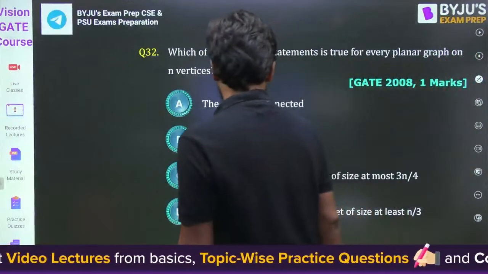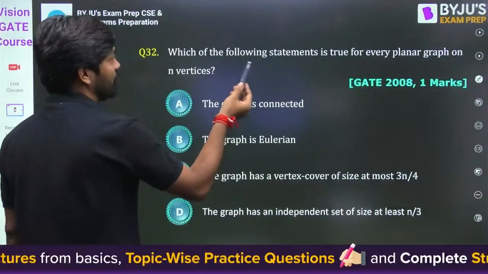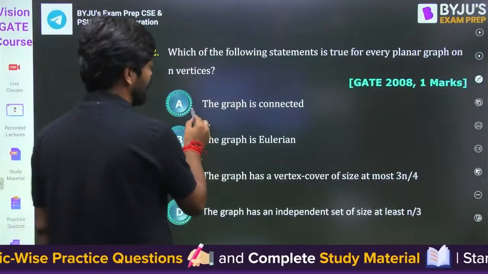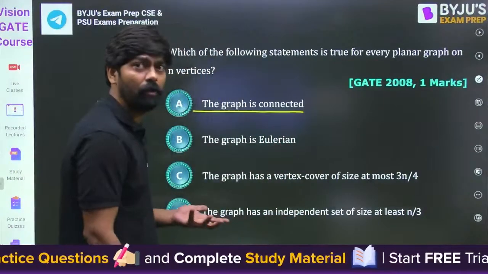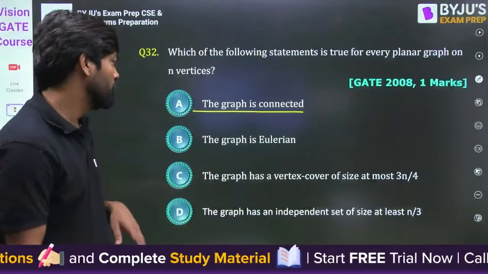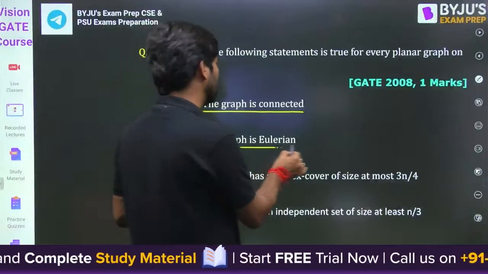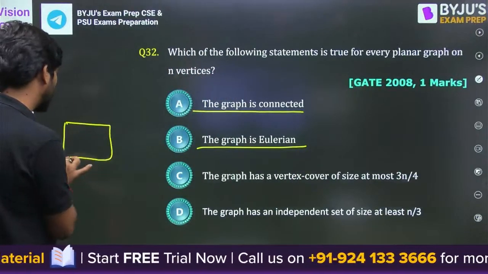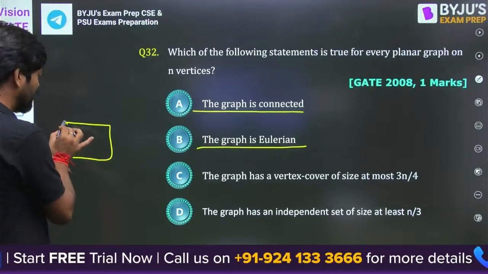Okay. Now for this one, they are telling: which of the following statements is true for every planar graph on n vertices? The graph is connected? It need not be, a planar graph can be disconnected also. The graph is Eulerian? No, every planar graph is not Eulerian. See, this is a planar graph, if you see clearly.